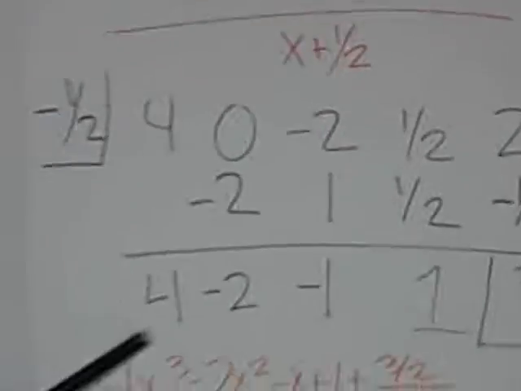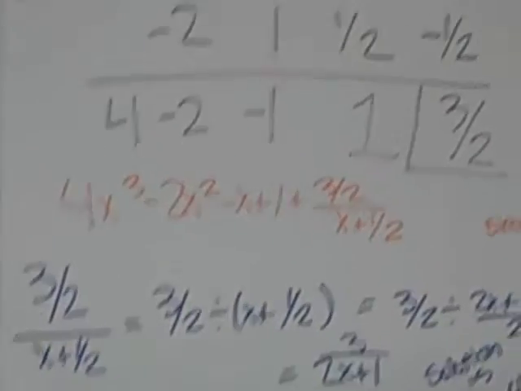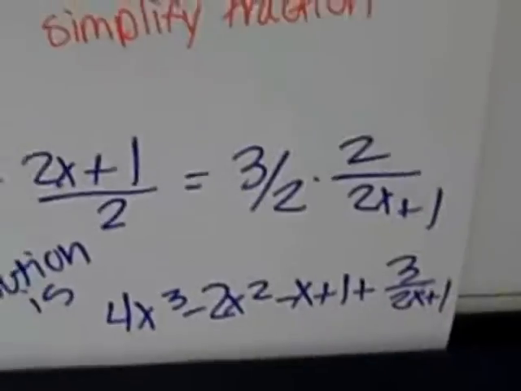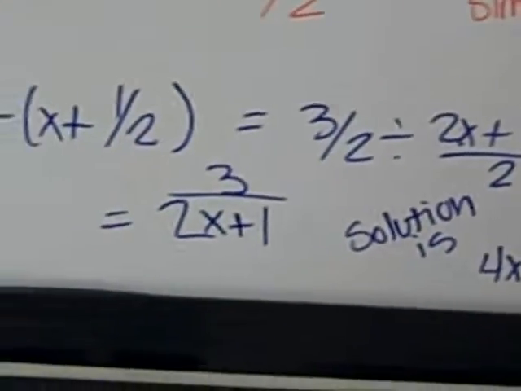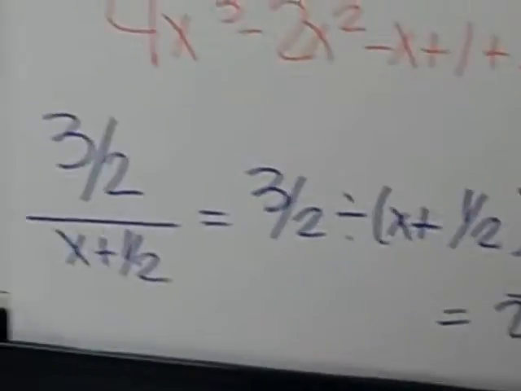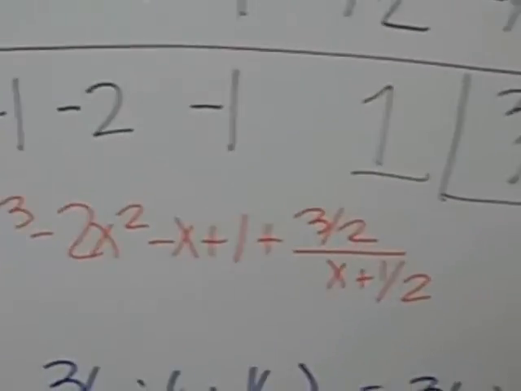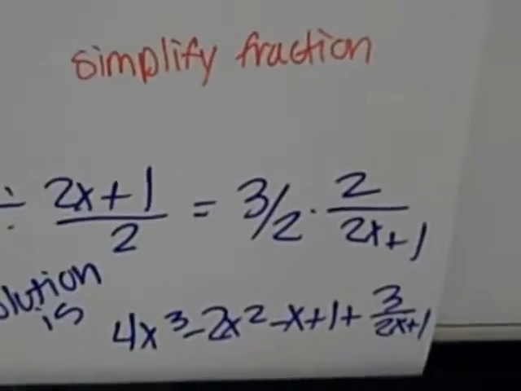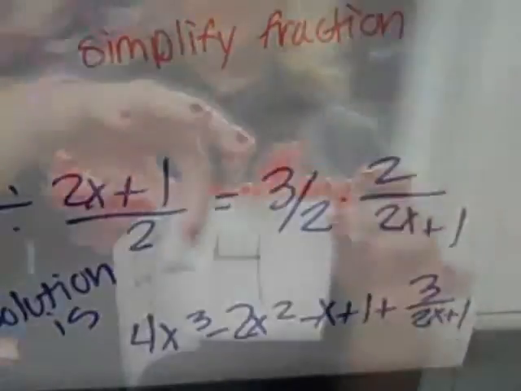Next, you're going to use synthetic division to solve this. And your result is going to be 4x to the third minus 2x squared minus x plus 1 plus 3 over 2 divided by x plus 1 half. Now simplify the fraction. You're going to rewrite using the division expression. Next, multiply by the reciprocal, and the solution is going to be 4x to the third minus 2x squared minus x plus 1 plus 3 over 2x plus 1.